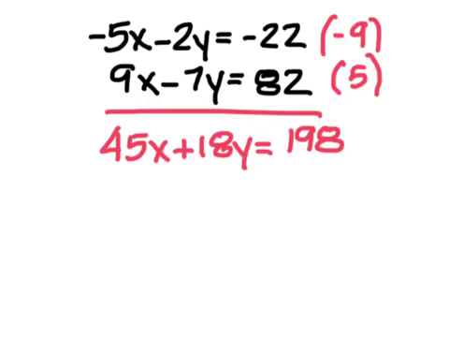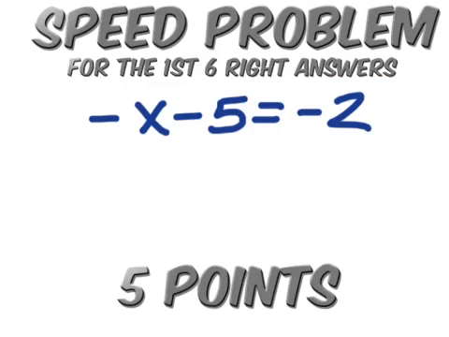From now on, you do not get up until I'm finished. If you have 45x plus 18y equals 198, then come on up. The next thing you need to bring up is the second equation after you have multiplied it by 5. This goes to the first 6.